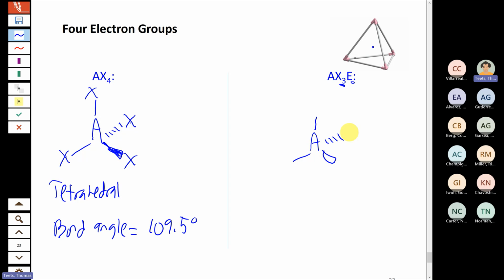And then where do we put the lone pair? Once again, for tetrahedral, all the positions are identical. So they're 109.5 degrees apart from each other. So we can put the lone pair wherever we want. I like to put it at the top again because that helps us visualize the rest of the shape a little bit easier. So the 3 X's go down there. And what we call this is trigonal pyramidal.